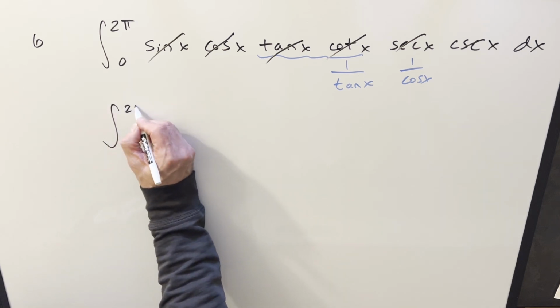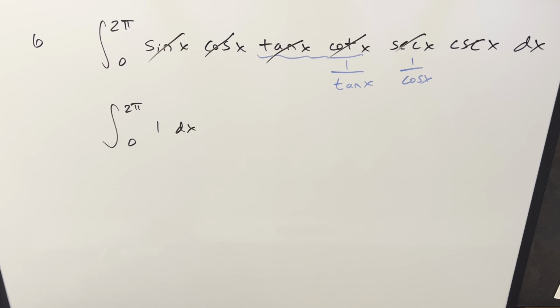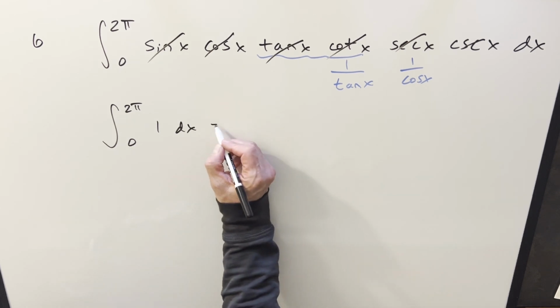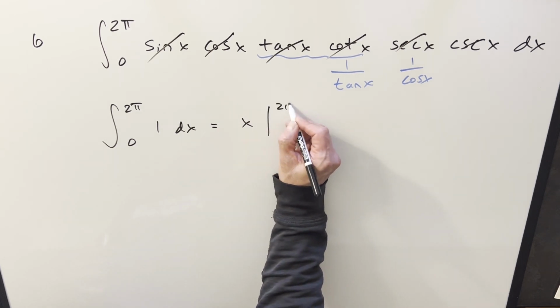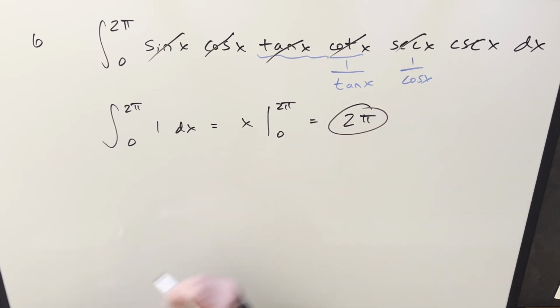And so what just happened, this whole integral is going to be just integrating 1 dx. Go ahead and integrate it. What's going to happen? We get x from 0 to 2 pi, plug in, and so the solution of this is just 2 pi. So as you can see, the qualifier is a bit too easy.